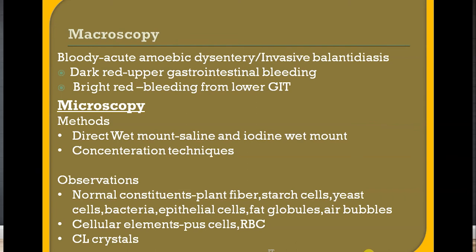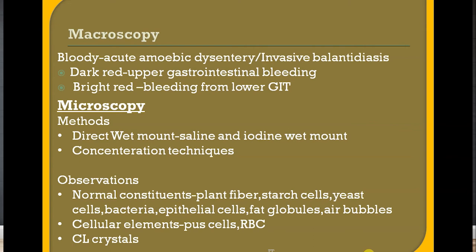But if the color of the blood is dark red, you assume that it may be an upper GIT bleeding, upper gastrointestinal bleeding. And if you see a blood sample which is bright red in color, then you think of bleeding from the lower gastrointestinal tract. Then we have the microscopy technique.